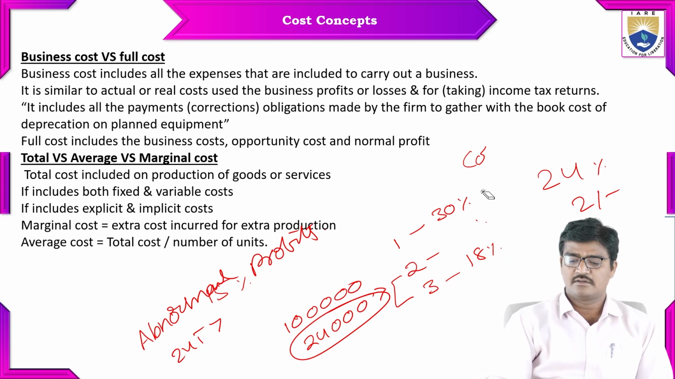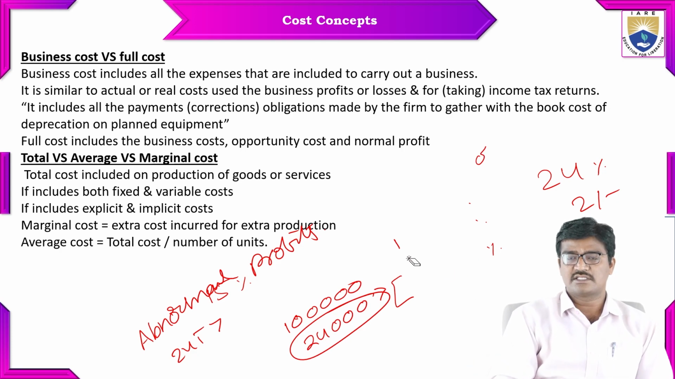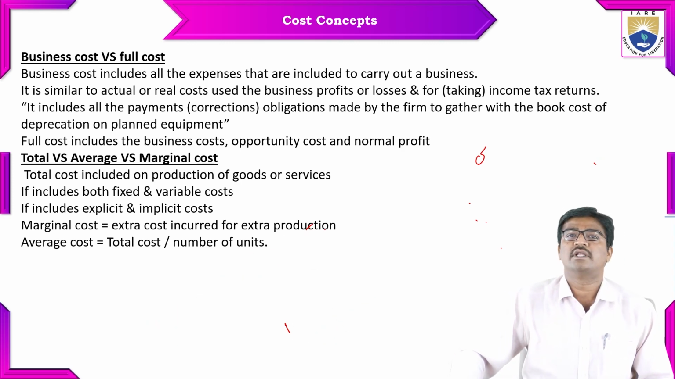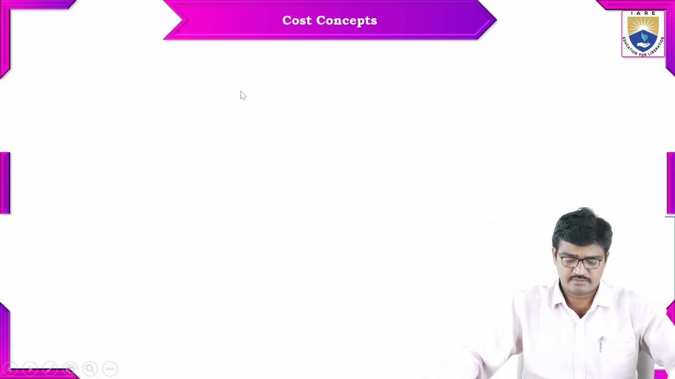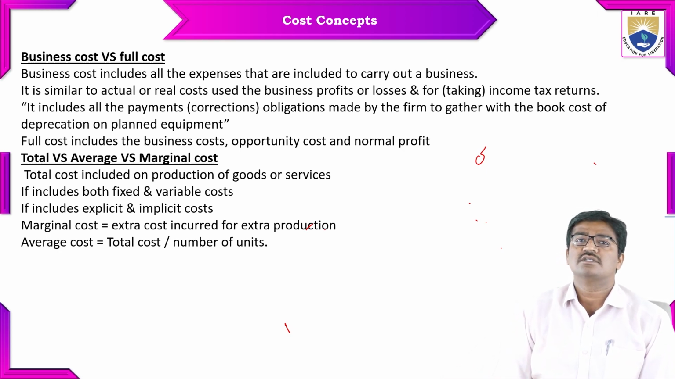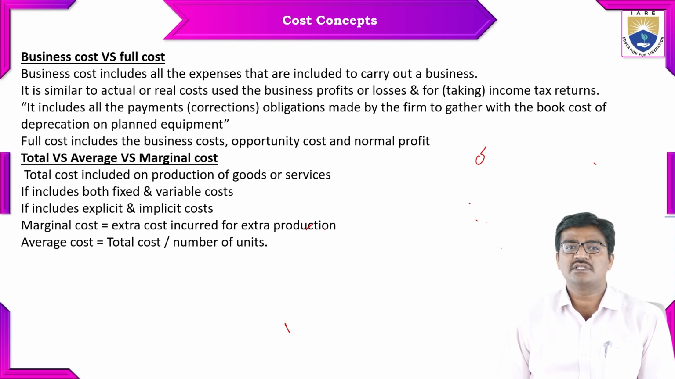And next one, total cost versus average cost versus marginal cost. Okay. Next concept, total cost, average cost, marginal cost. So the total cost is the amount of total expenditure which was incurred in business. It is equal to the business cost. To carry out the normal business activities, you have to incur some amount of money, that is called total cost.